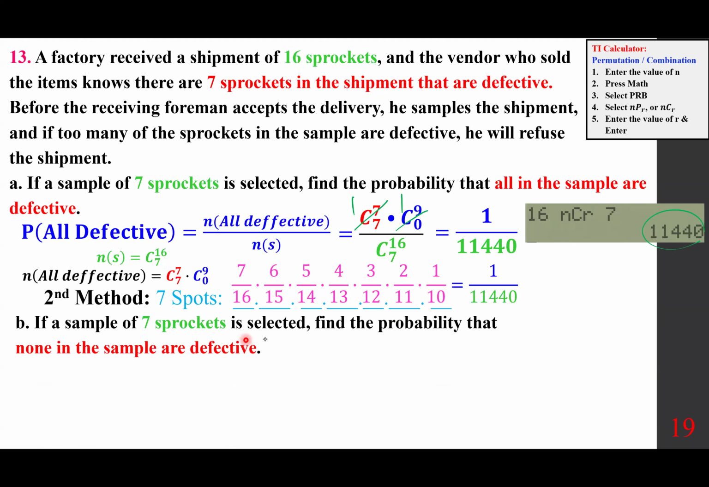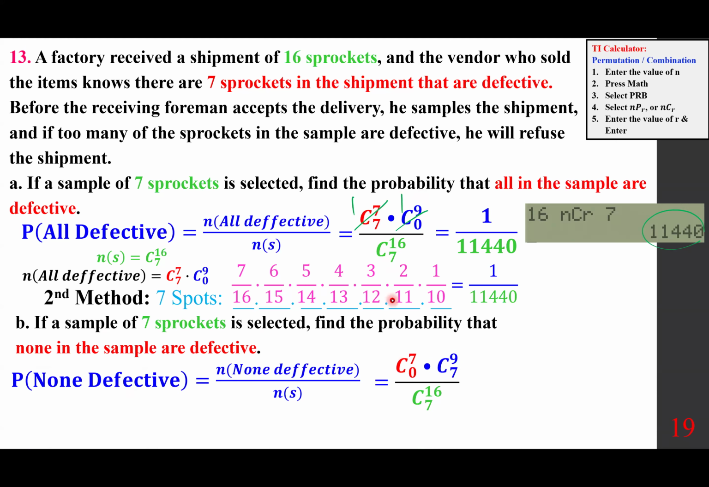What if a sample of 7 sprockets is selected? Find the probability that none are defective. In other words, if you go here, the denominator remains the same. This one is C(7,0). This one is C(9,7). So the probability of non-defective is n of non-defective over n of s. N of s is the same.